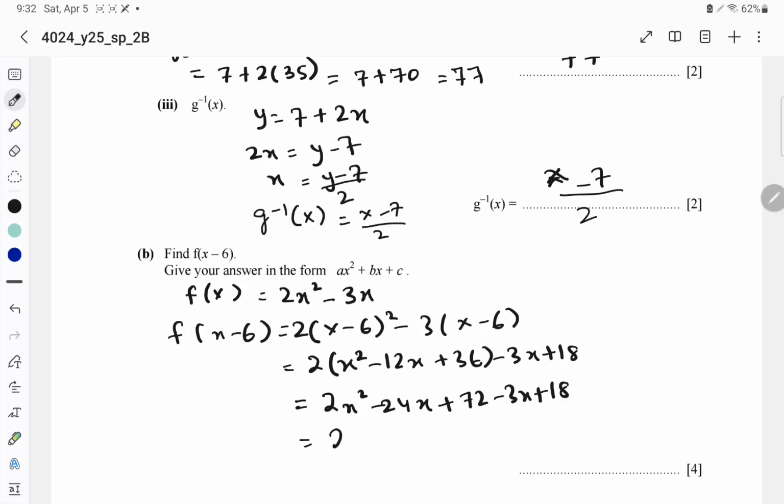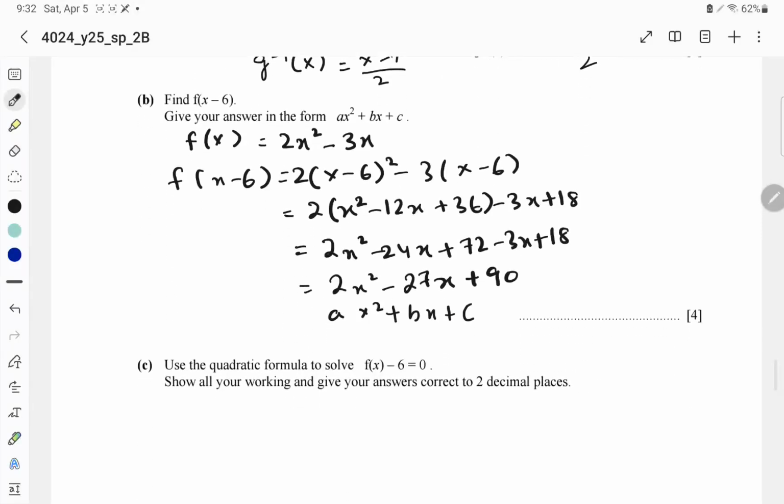So 2x squared, minus 24x and minus 3x will become minus 27x. 72 and 18 add together, so that becomes 90. So we made the equation in this form, ax squared plus bx plus c. In this case they can ask you the a, b, c values also, you can just compare. Otherwise write the equation 2x squared minus 27x plus 90.